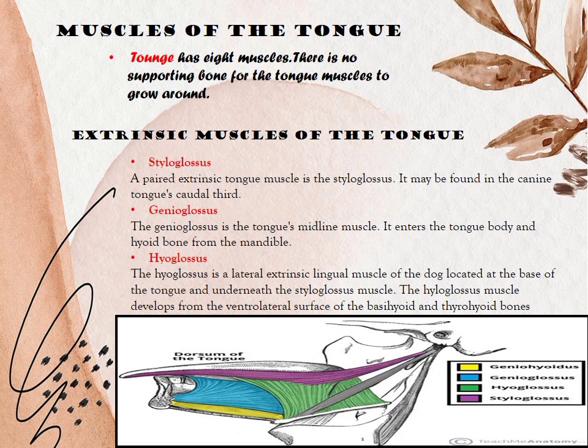Next one is genioglossus. The genioglossus is the tongue midline muscle. It enters the tongue body and hyoid bone from the mandible. The genioglossus muscle is a fan-shaped muscle that is involved in forming most of the tongue mass.